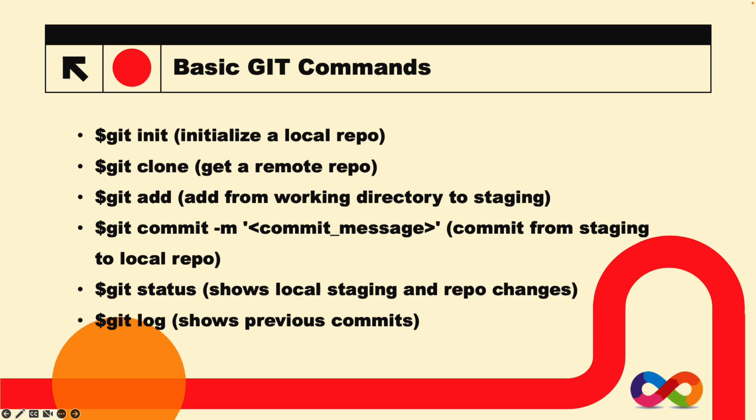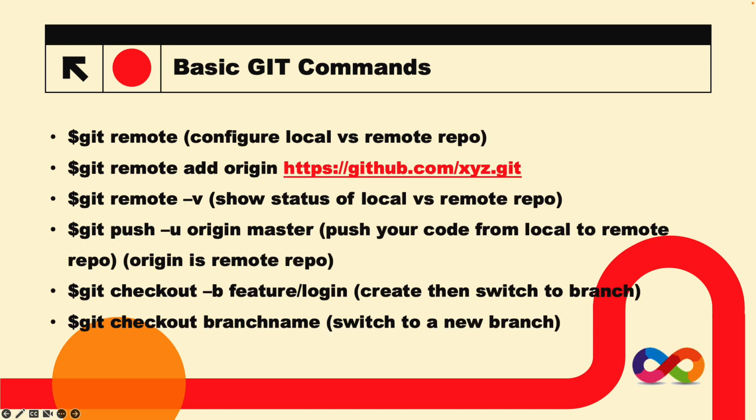It will tell you that these are the changes that are still not added to the staging environment or staging directory, and these are the changes that have not been committed yet. Git log is a command that will show you previous commits. Git remote will configure local versus remote repository.